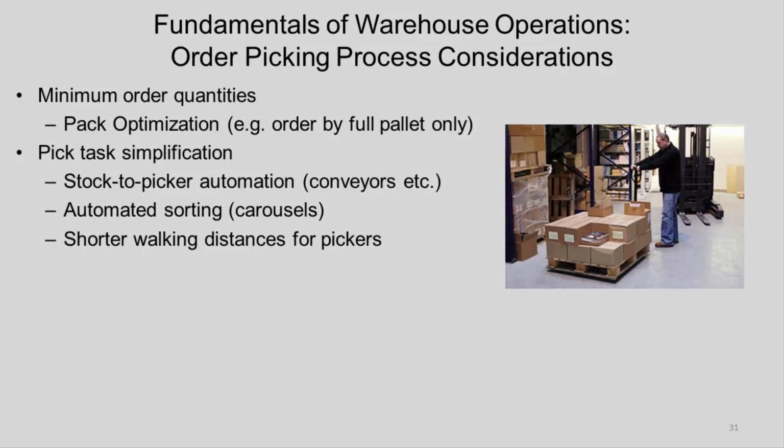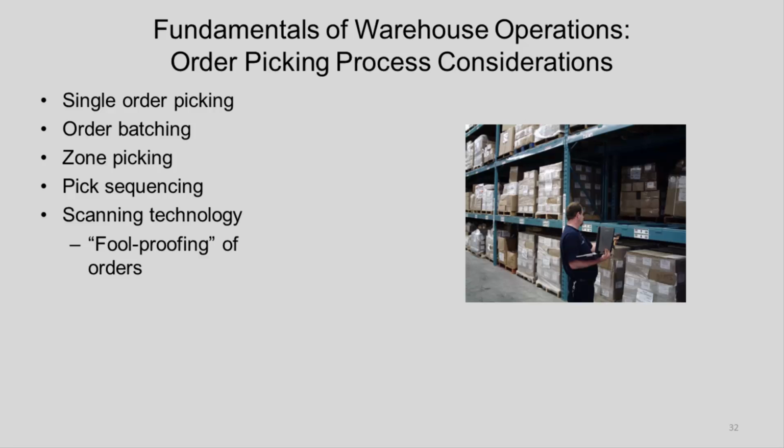So we want to simplify the picking tasks by hopefully having technology that will help us develop algorithms that shorten the walking distance for pickers. Ideally, you're going to be using some automation, some conveyors and carousels and such, but some companies can't do that. Moving on, are we sending people out into a warehouse to pick a single order? Or are we order batching, where people are out putting together multiple orders before they return to the packing area?